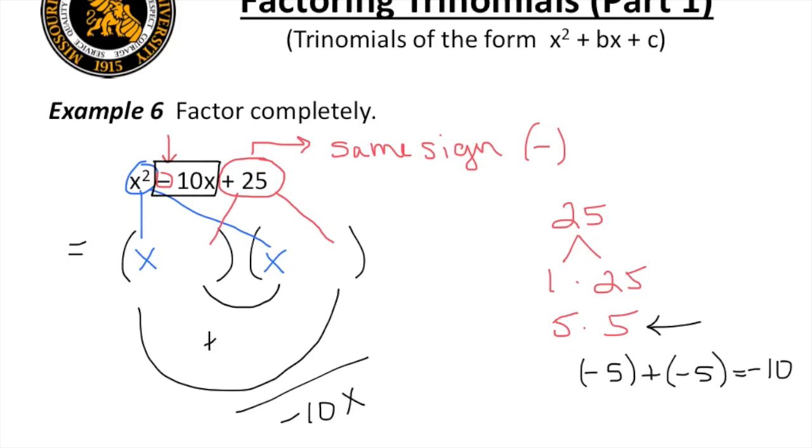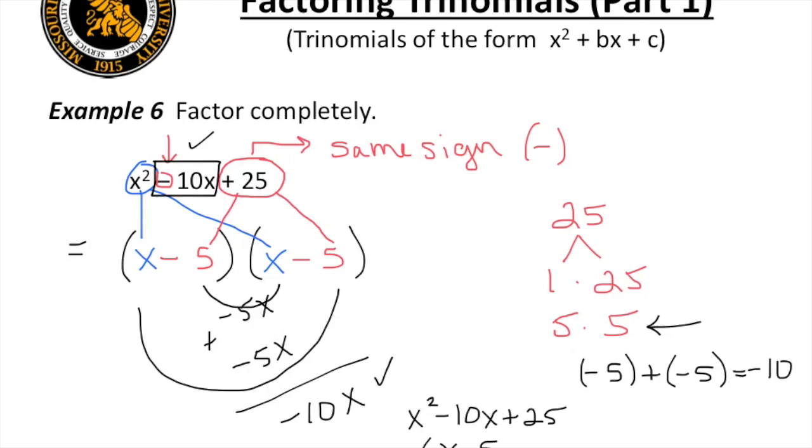So let's try putting minus 5 minus 5 into our binomials. Our inner product will be negative 5x. Our outer product is also negative 5x. And when we add those together, we get the negative 10x that we need. So the factorization of x squared minus 10x plus 25 is equal to x minus 5 times x minus 5, which could be written more compactly as x minus 5 squared.